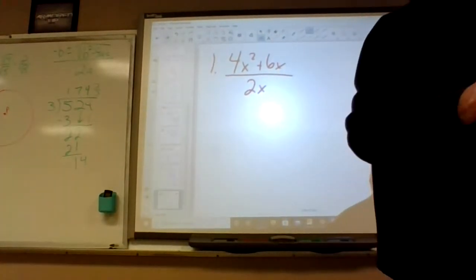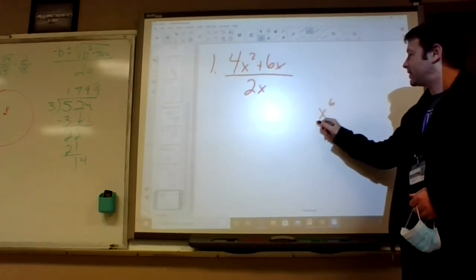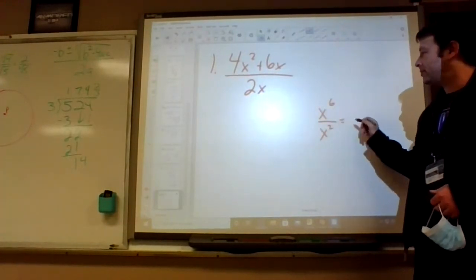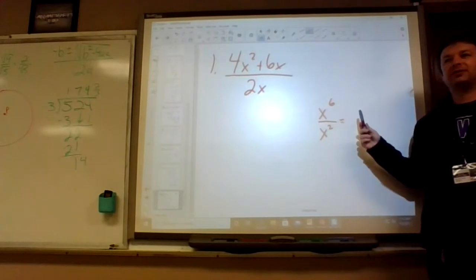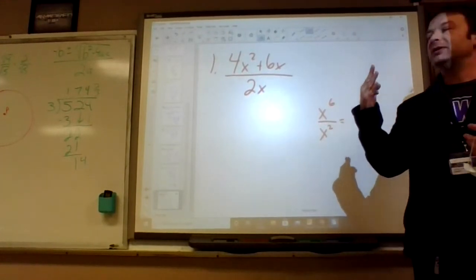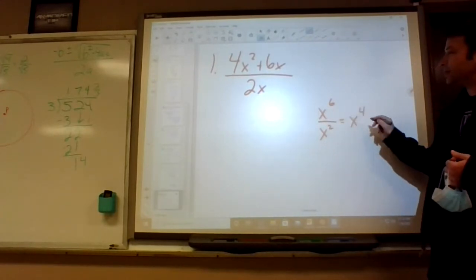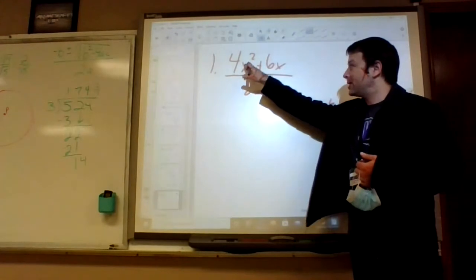Quick question before we do that. Do you guys remember what x to the 6 divided by x squared would be? X to the 4. When you divide variables, you subtract their exponents. Yeah, x to the 4. So we're going to need that for today.